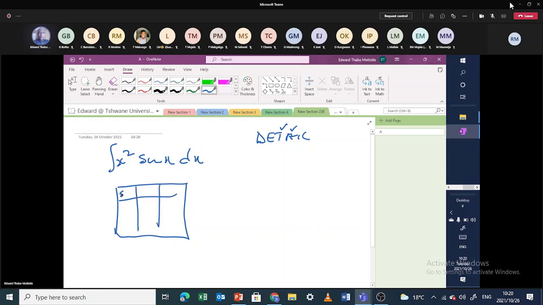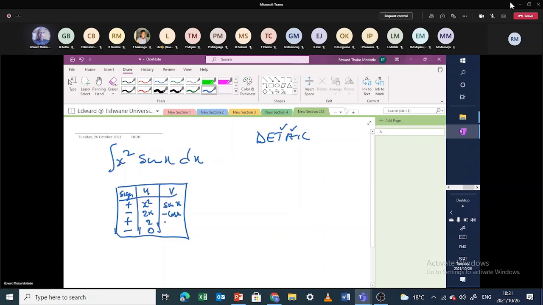We have sine here, we have u and v. So we differentiate x squared, we integrate sine x. With this one, you differentiate until you reach 0, then that's how you stop. So it's going to be 2x, 2, 0. Positive, negative, positive, negative.